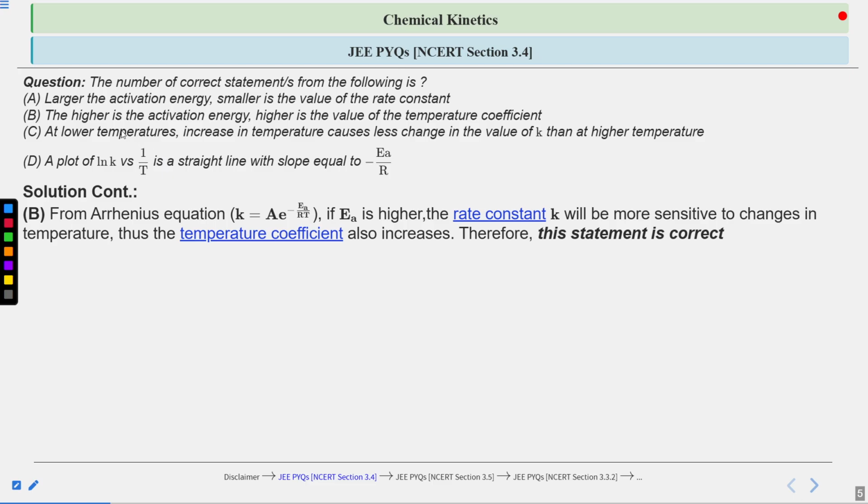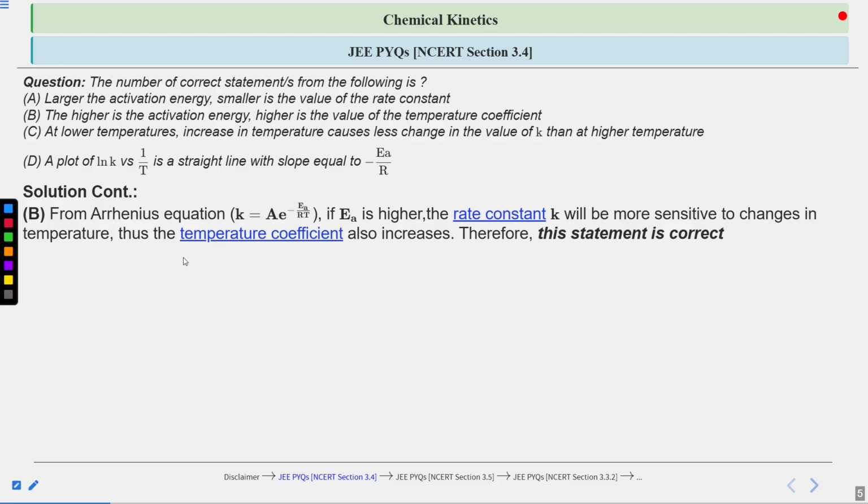So the second statement, that is statement B, says that the higher the activation energy, the higher the value of the temperature coefficient. So from the Arrhenius equation, K is given by A e to the power minus EA by RT. Now if EA is higher, the rate constant will be more sensitive to changes in the temperature. That means we are considering how the rate is going to be affected by the temperature, and EA is higher, so the rate constant will be more sensitive to changes in the temperature.